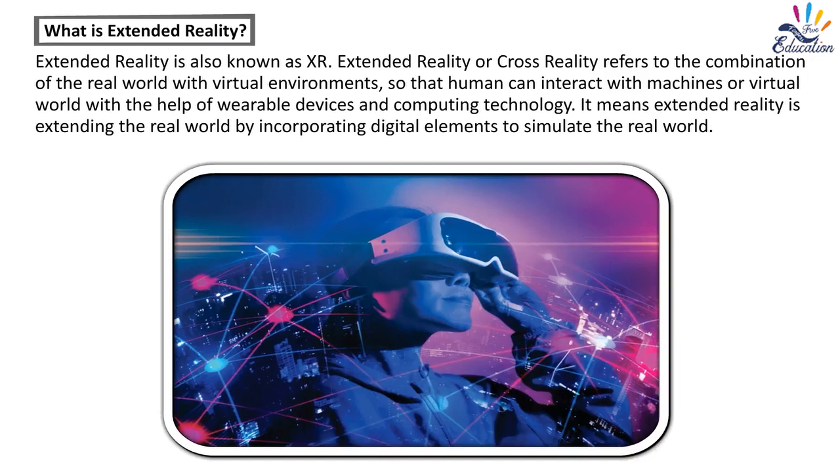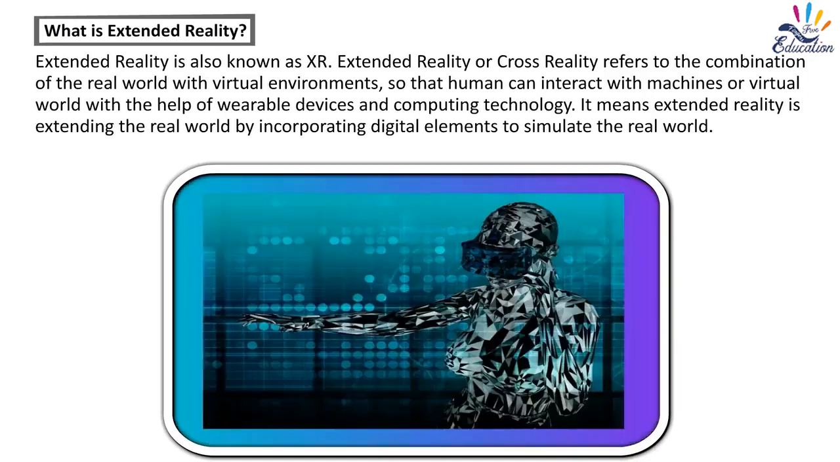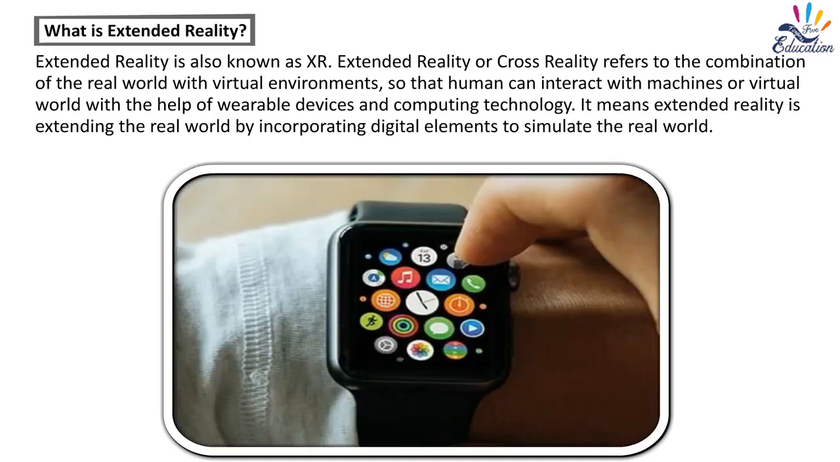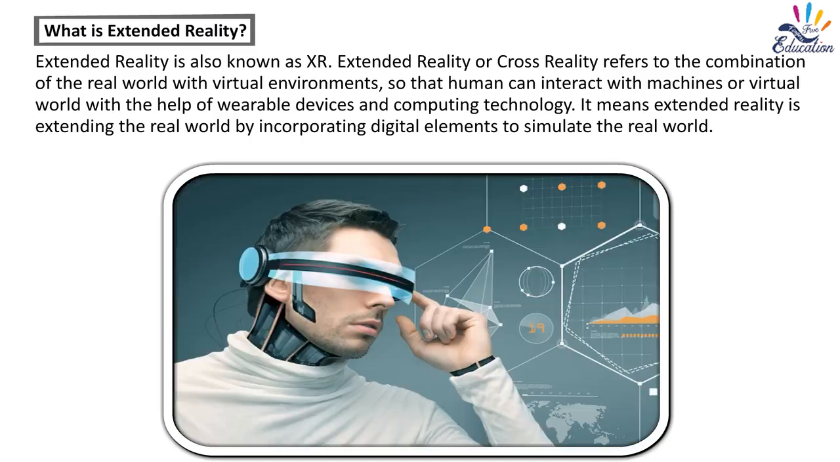What is extended reality? Extended reality is also known as XR. Extended reality or cross reality refers to the combination of the real world with virtual environments so that humans can interact with machines or the virtual world with the help of wearable devices and computing technology. It means extended reality is extending the real world by incorporating digital elements to simulate the real world.